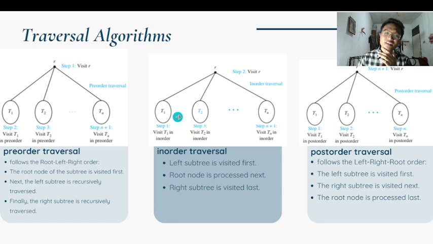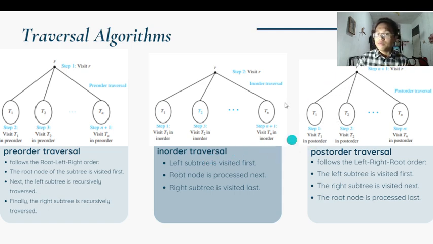In-order, the left is visited first, then the root, and the right is visited last. And then again, the difference between pre-order and in-order is that pre-order starts in the left. It is the same as in-order traversal, but the difference is the root here. The root node is visited first in pre-order, but in in-order traversal, the root node is visited after the left subtree.